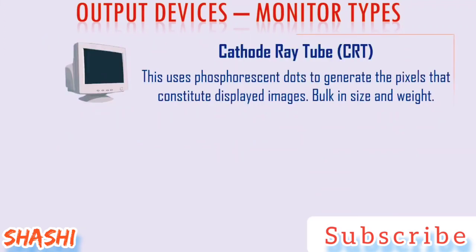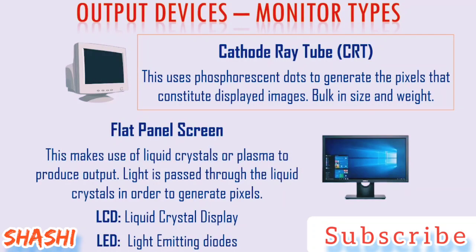CRT, cathode ray tube. This uses phosphorescent dots to generate the pixels that constitute displayed images. Bulky in size and weight. Flat panel screen. This makes use of liquid crystals or plasma to produce output. Light is passed through the liquid crystals in order to generate pixels. LCD, liquid crystal display. LED, light-emitting diodes.